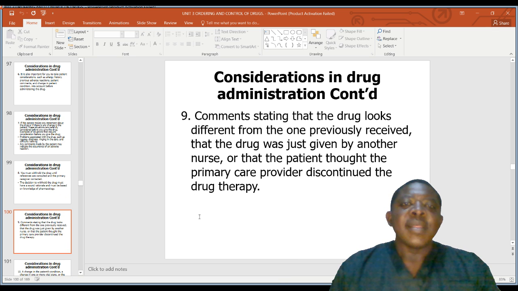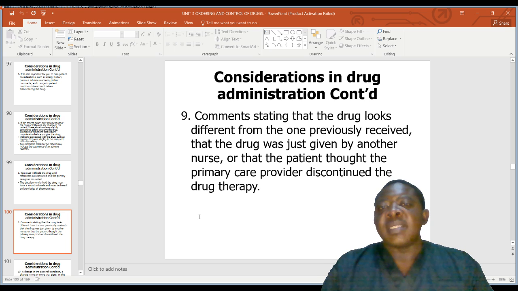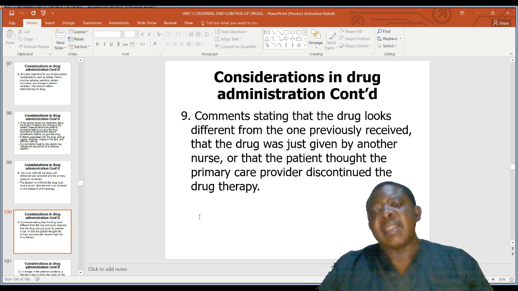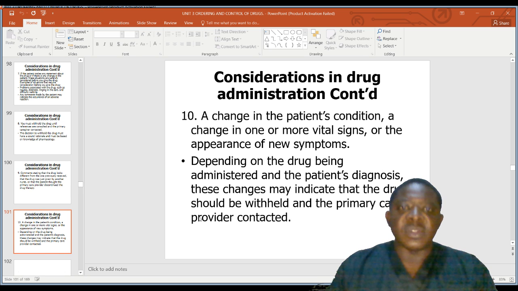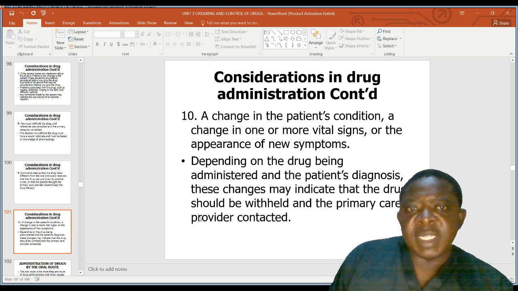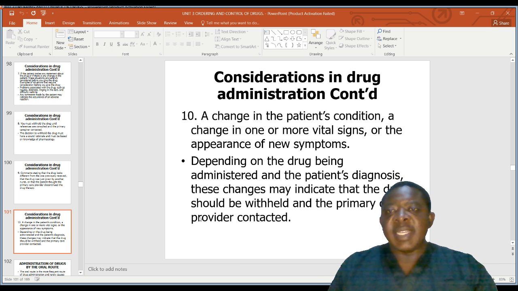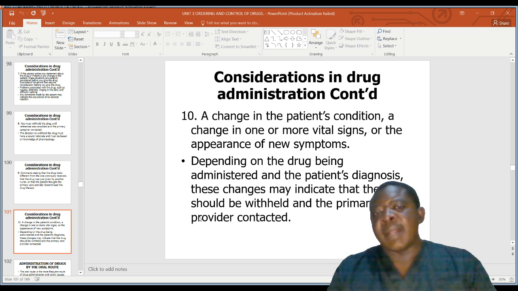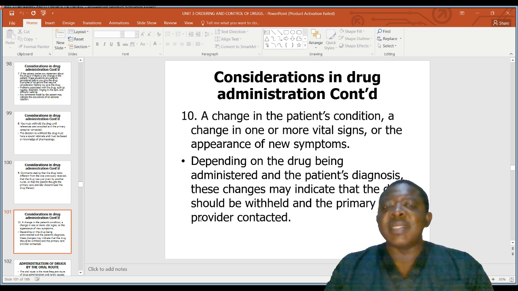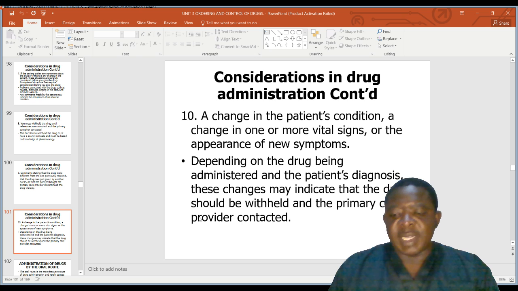The decision to withhold the drug must have a sound rationale and must be based on knowledge of pharmacology. Then the ninth consideration is a comment stating that the drug looks different from the one previously received, or that the drug was just given by another nurse, and the like. These should be taken into consideration, and if possible, the drug discontinued. The tenth one is a change in the patient's condition. A change in one or more vital signs or the appearance of new symptoms may necessitate the change of the drug, depending on the drug being administered and the patient's diagnosis. These changes may indicate that the drug should be withheld and the primary care provider contacted.